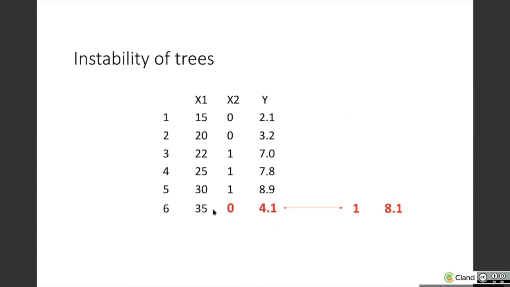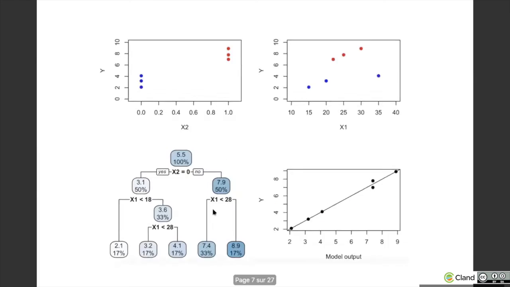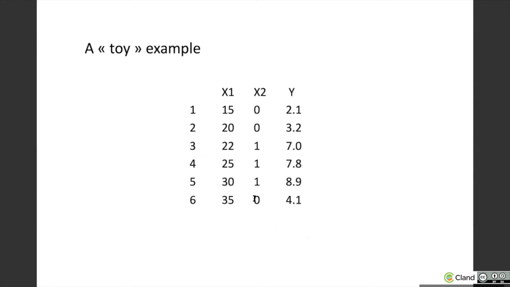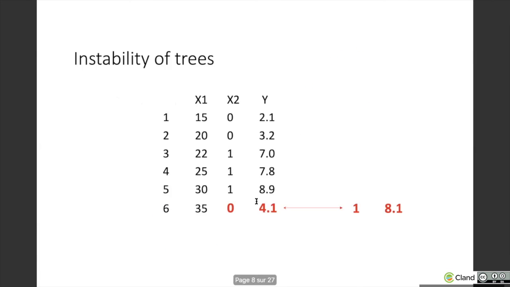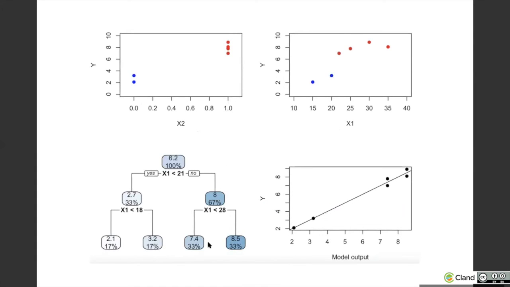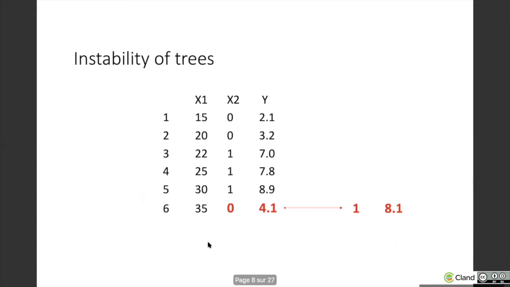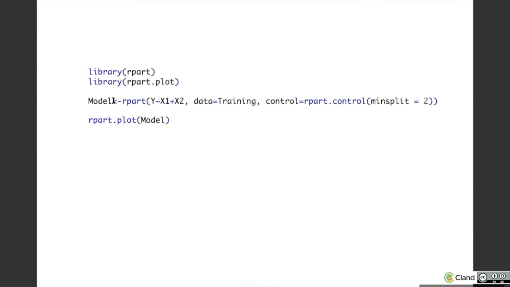They are unstable, and to illustrate this, I will change the data set slightly. I will remove the last data point and replace it by another individual for which x2 is equal to 1. So you see, I replace these two values by these two values. And I refit the model. I use this new data set with these two values, and I rerun these lines of code here.